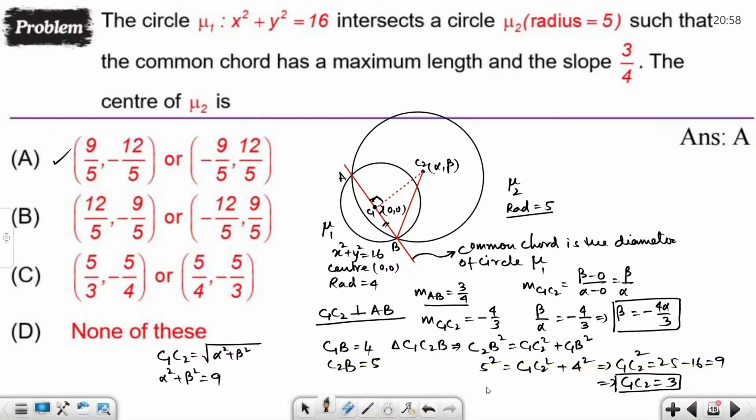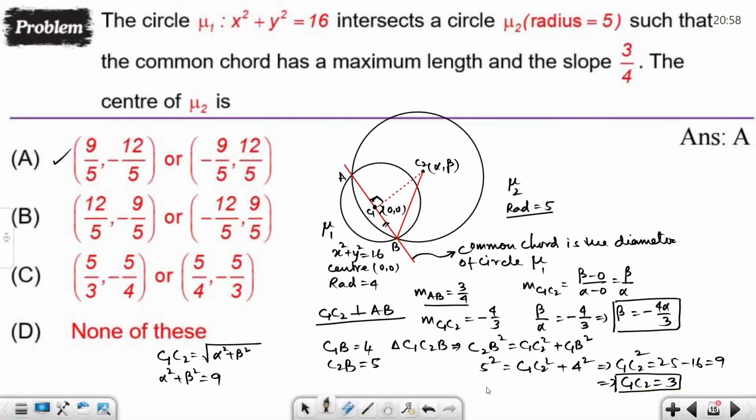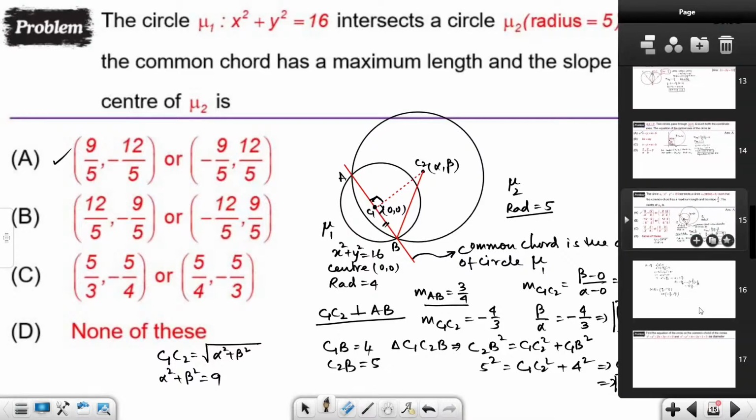And in this sum, instead of saying that this is the diameter of a circle, they are saying that the common chord has maximum length. So you have to understand, whenever the common chord has maximum length, it is nothing but the diameter of that circle. Right? So these are the two things that we have learned in these two consecutive problems. Okay, let us move to the next sum now.